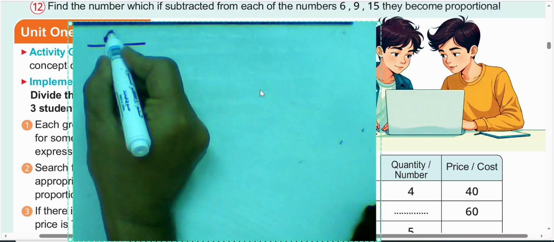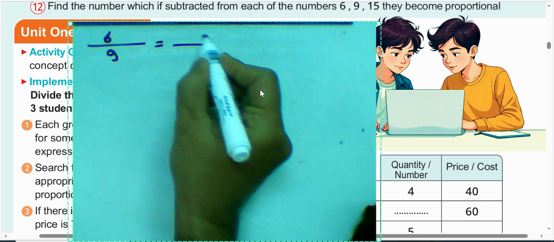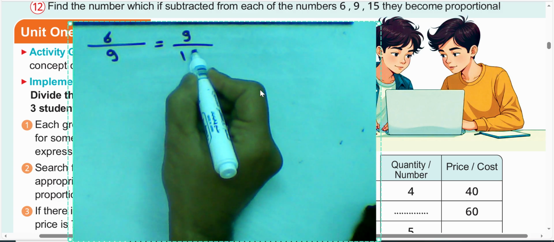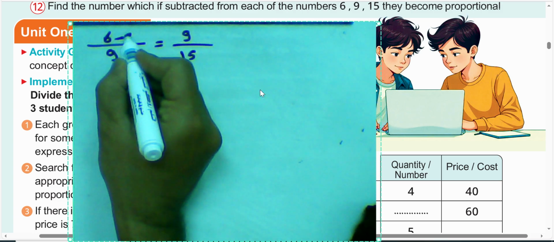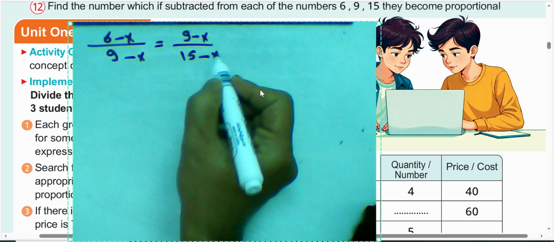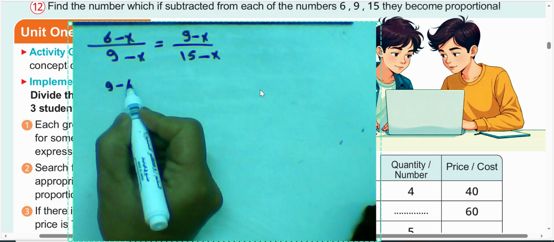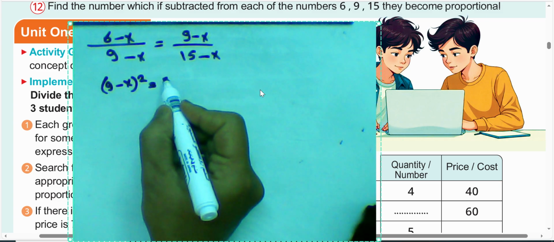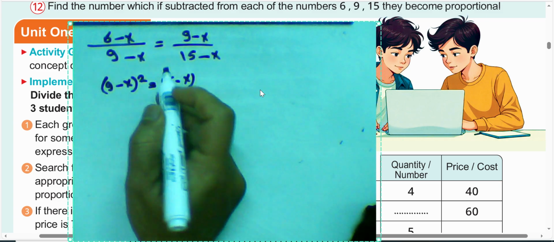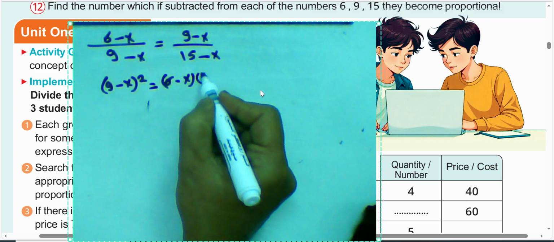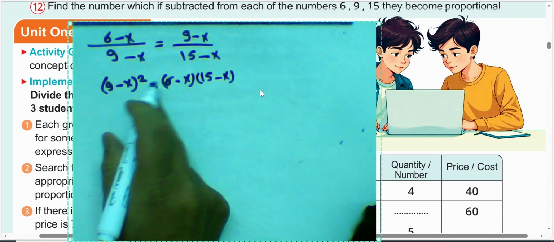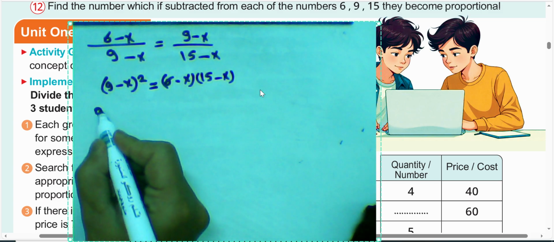We have 6 over 9 will be equal 9 over 15. We subtract by x from each one. It will be proportional. Then the product of extremes equal product of means. 9 minus x whole power 2 equals 6 minus x product by 15 minus x. 9 power 2 equal 81.